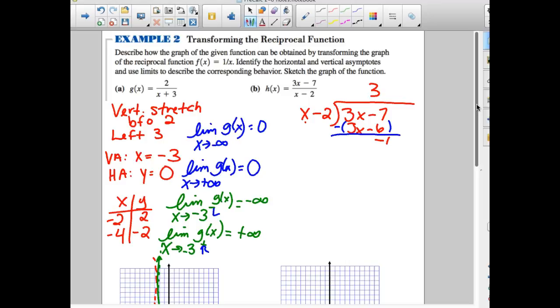So we would write our answer and say h of x equals 3 plus, we have this remainder piece. Yes, it's a negative 1. It's trying to be divided by x minus 2. It's just not big enough.